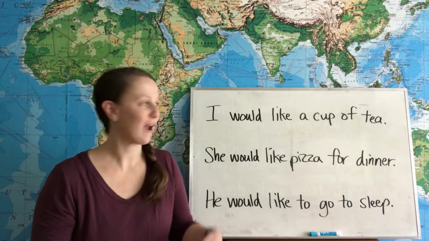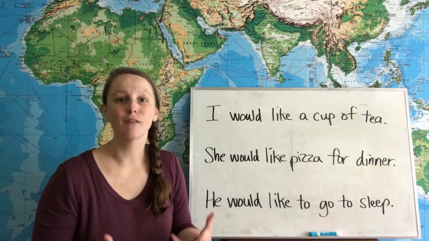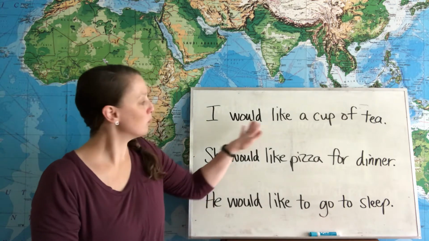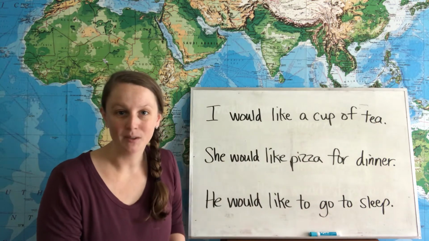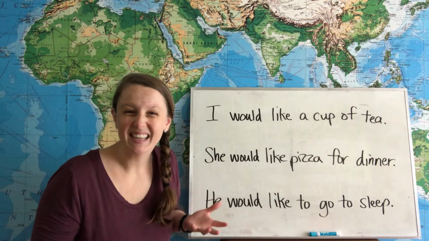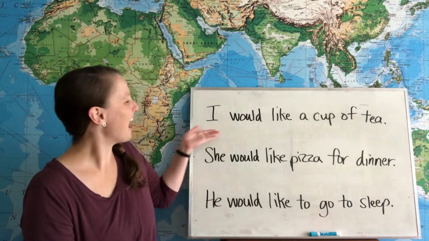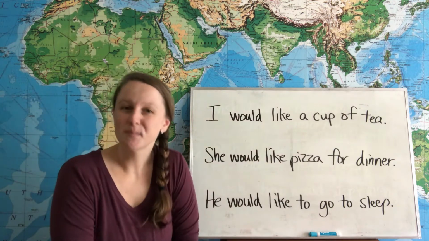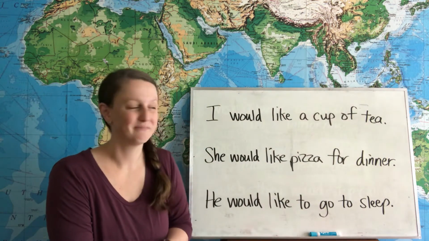We use the phrase would like for the same meaning as the verb want, but would like is more polite. Let's look at some examples. I would like a cup of tea. You might say this in a coffee shop or a tea shop. I would like a cup of tea. It's more polite than saying, I want a cup of tea.